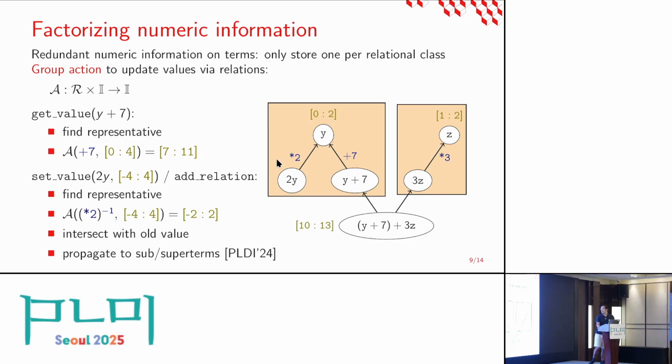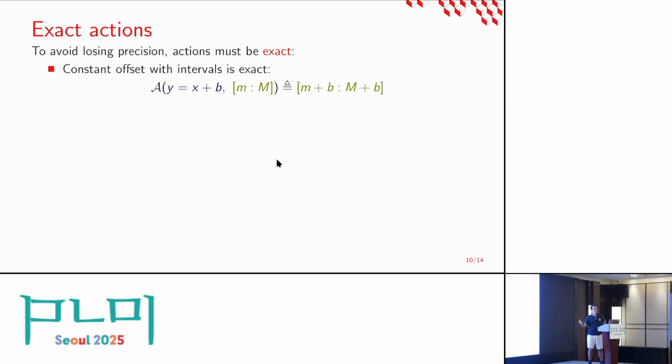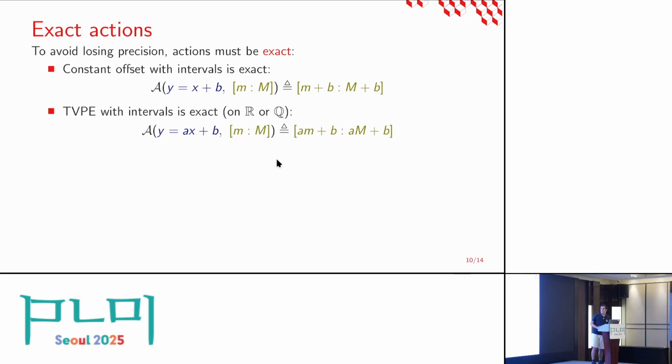And that actually implies some interesting facts, essentially that the abstract relations we use in our graph, and the abstract values we have on our nodes, must be compatible. So for example, if I want to use a constant offset relation with intervals, then I do have an exact action because addition on intervals is exact. If I want to use the TVPE relation with intervals, it is exact as long as I'm working with reals or rationals, because if I'm working with integers and I say I multiply by 2, then I've increased the size of my interval and therefore I've lost precision.